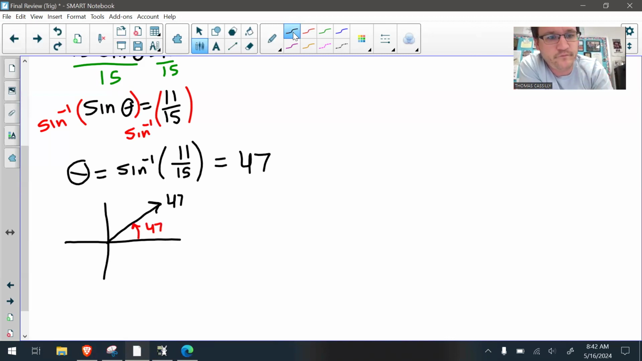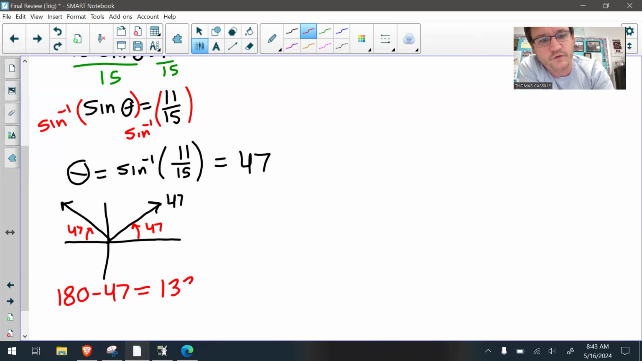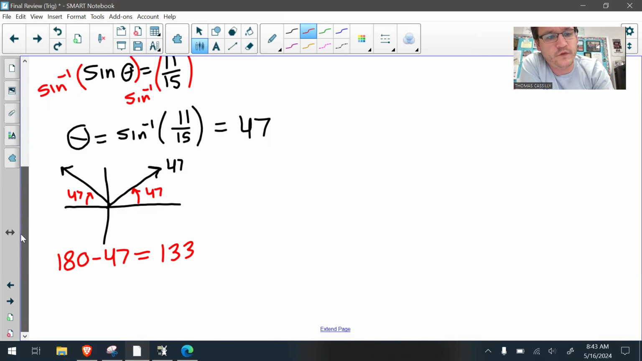The second one needs to be in quadrant 2. So use that reference angle 47. We just have to think we're going backwards, right? It's not exactly 180 degrees. So we have 180 minus 47, and that gives us, I want to say, 133. Yeah, all right. So our two answers for this equation, we're going to have theta equals 47 and theta equals 133. All right, so we have two answers on these things.